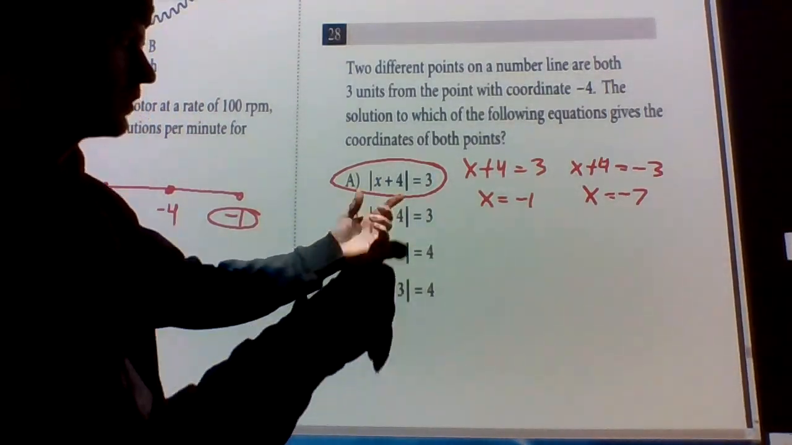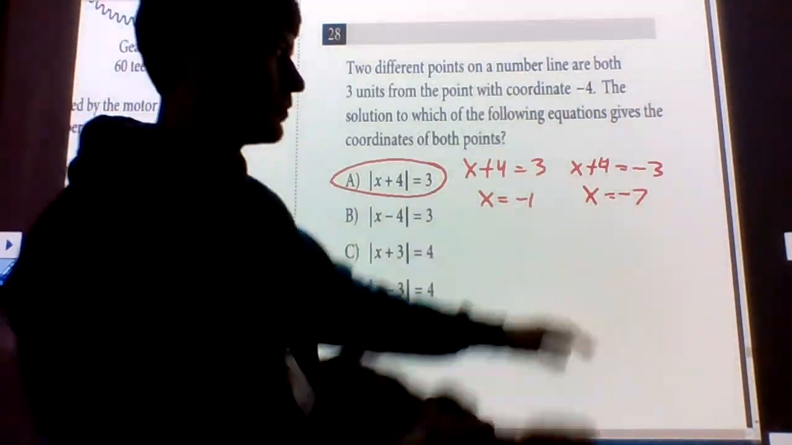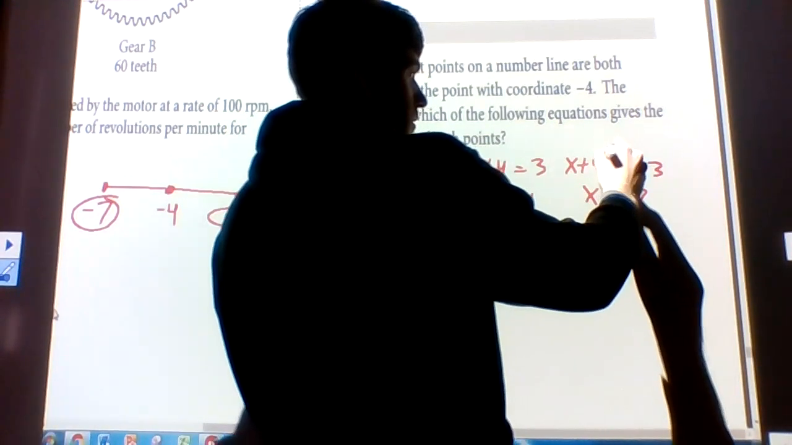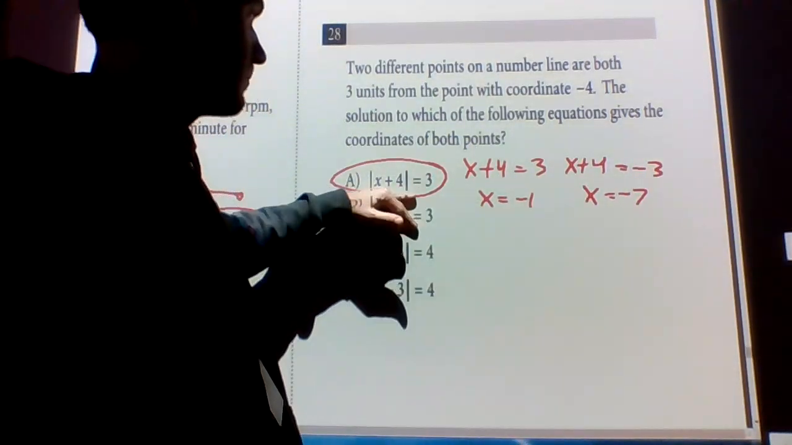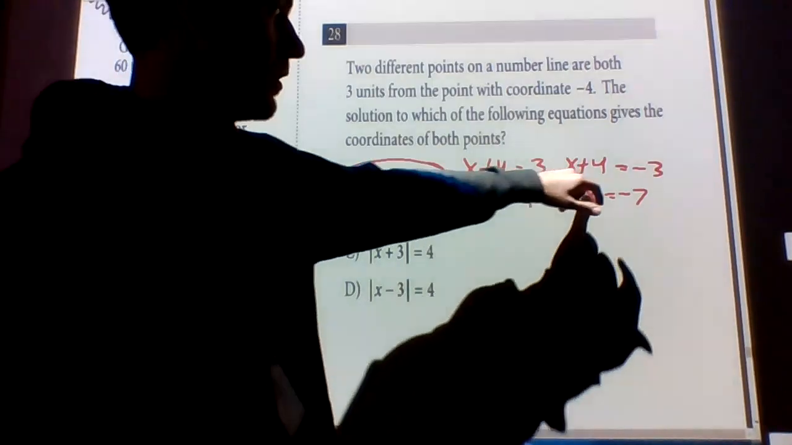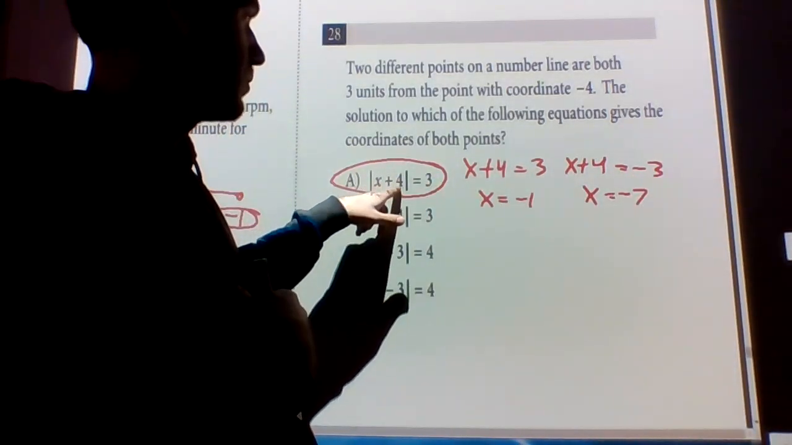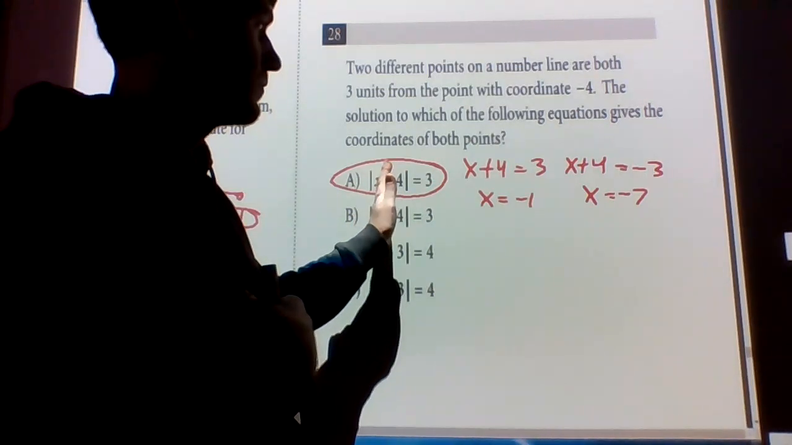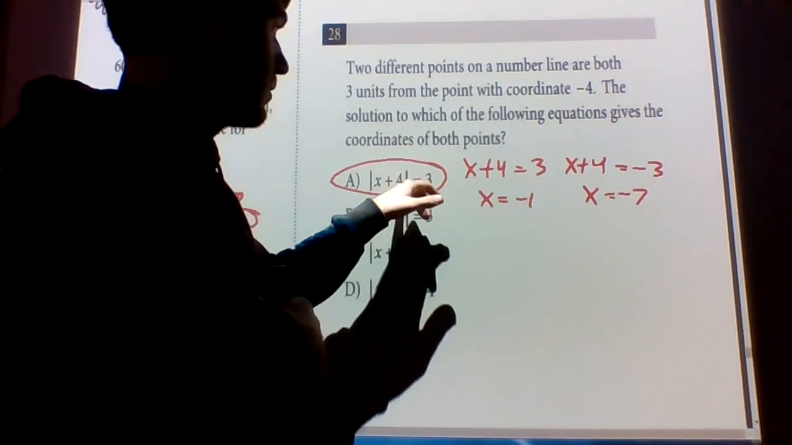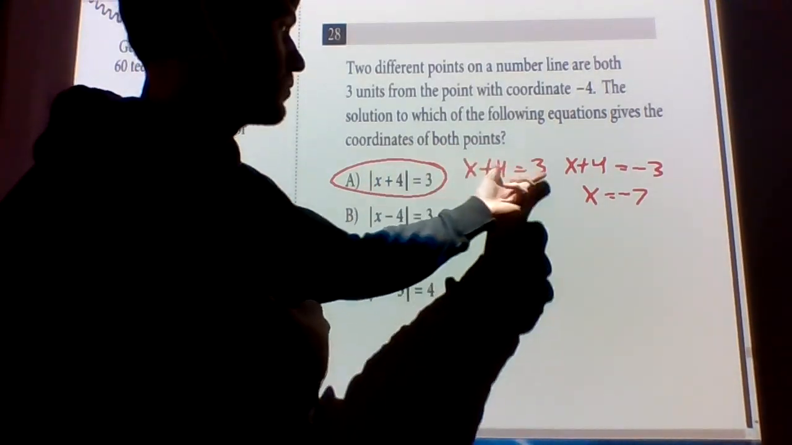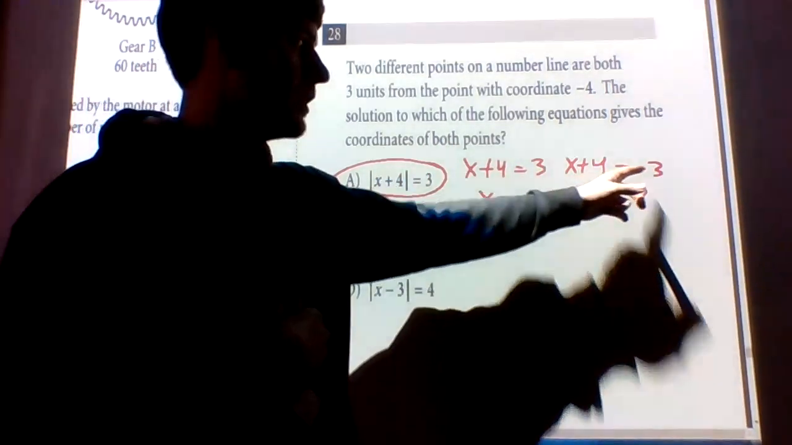To solve an absolute value, you got to set up two equations, right? So x plus 4 needs to be equal to +3, and then it needs to be equal to -3. If you put in -7, you get -7 plus 4 is -3. The absolute value of -3 is 3. -1 plus 4 is 3. Absolute value of 3 is 3. So you need to do x plus 4 equals 3, and then x plus 4 equals -3.